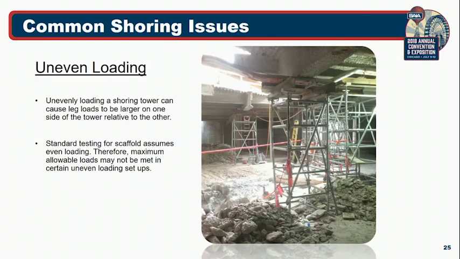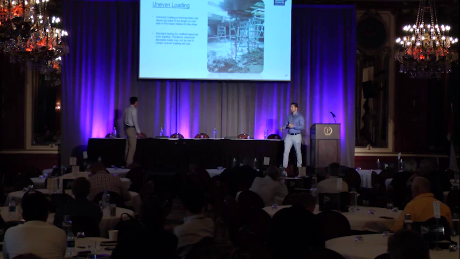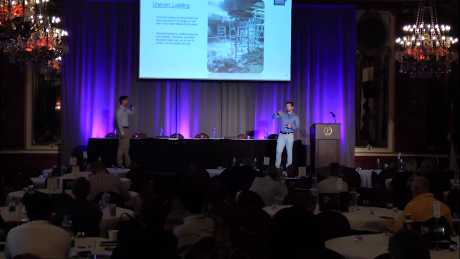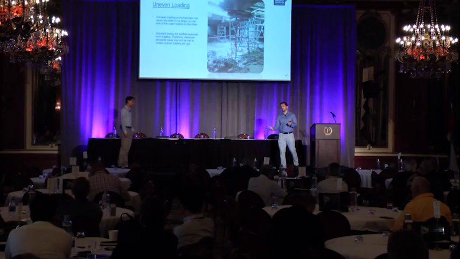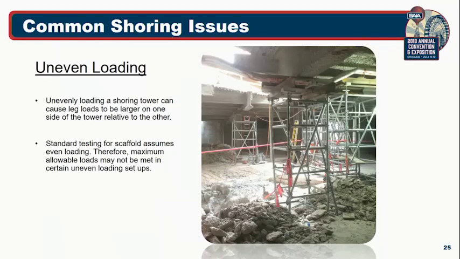So the next common shoring issue is uneven loading. And this actually comes up quite a bit. And the reason why this is so important for you guys is because when you guys are provided with manufactured data for your post, more often than not, it's based on a 4-legged tower that was evenly loaded. And for example, they give you 4,000 pounds with a 4-factor of safety for a typical modular scaffold post. This assumes that it's in a 4-legged tower configuration.